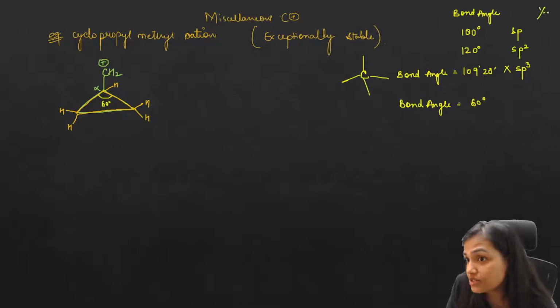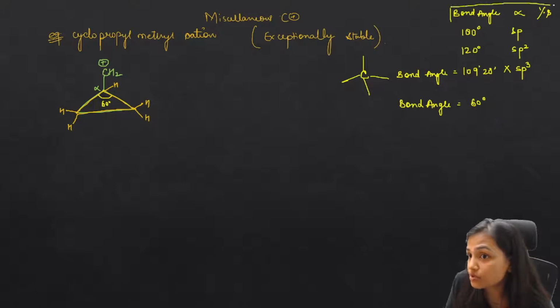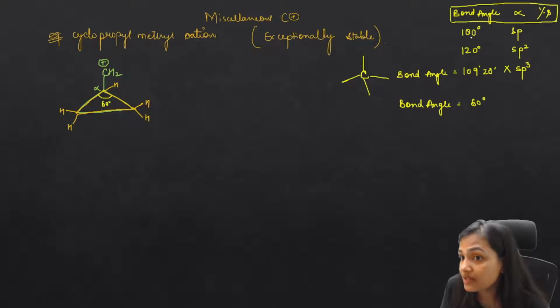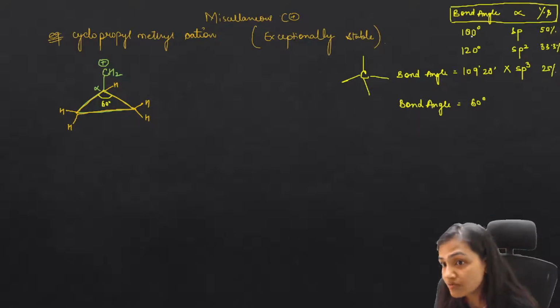We know that the bond angle and the percentage of S character are directly related to each other. That is, bond angle is directly proportional to the percentage of S character. You all know that, right? So when the bond angle is greater, the percentage of S character is higher. For sp it is 50%, it decreases to 33.33% for sp2, and in the case of sp3 it decreases to 25%. So the bond angle decreases from 180 to 120, 120 to 109, and 109 to 60 degree.